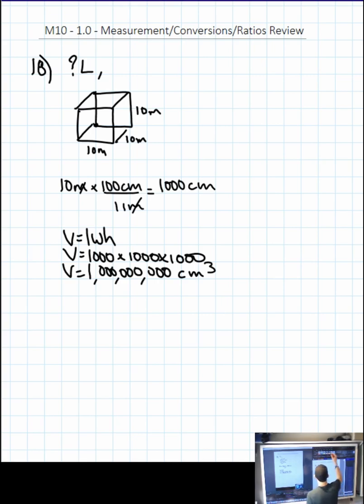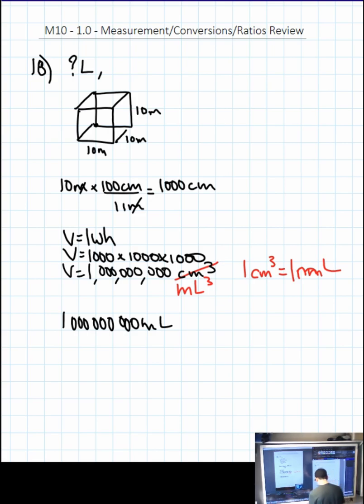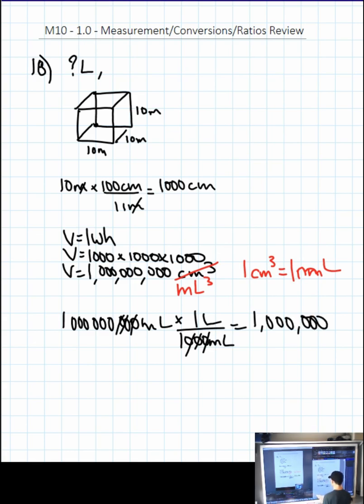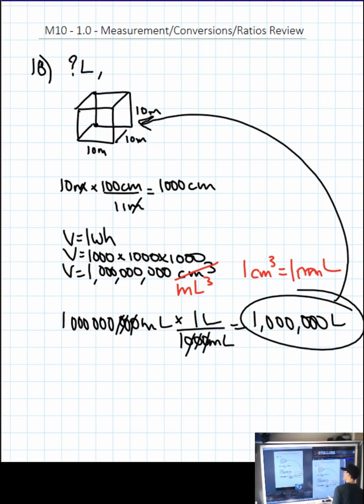So we know that 1 centimeter cubed by definition is equal to 1 milliliter. So we can just get rid of our centimeters cubed units and write milliliters. So now we need to convert that into liters. So if we take 1 billion milliliters, we have a conversion factor. We know that there are 1,000 milliliters on the bottom over 1 liter. So I can cross off 3 zeros from the top, 3 zeros from the bottom, and I'm left with 1 million liters. So 1 million liters can fit into a 10 by 10 by 10 meter cube.